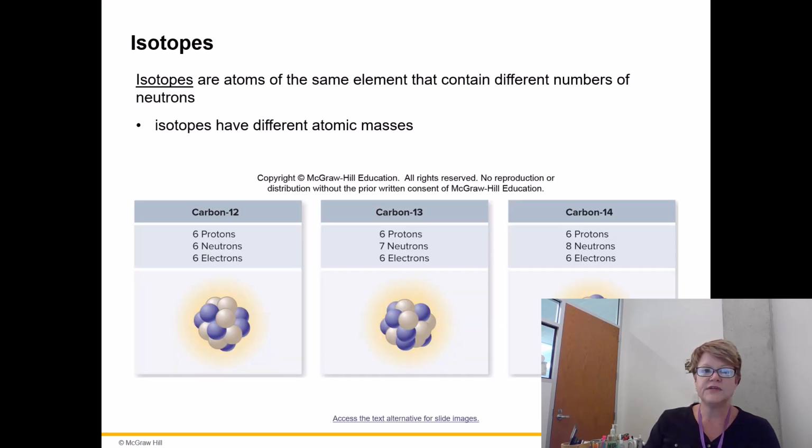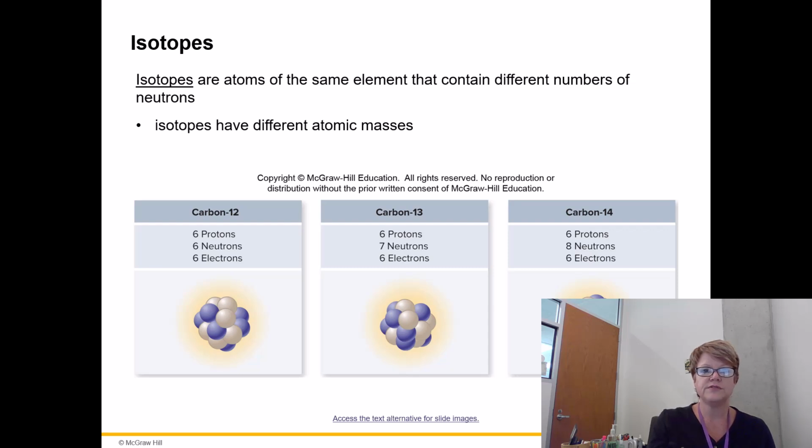And finally, we have another I word, isotopes. So if you have an atom, let's say that has 8 protons, if you change the number of protons, then you change the identity of that atom. If you change the number of electrons, you change the charge. And if you change the number of neutrons, then you create what we call isotopes.